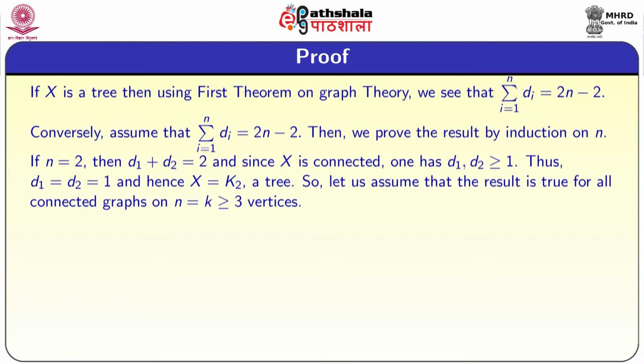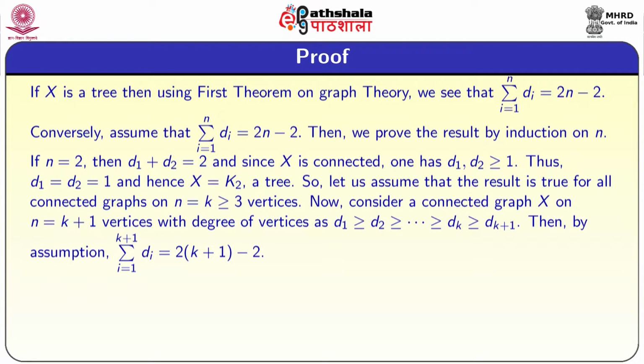So, let us assume the result is true for all connected graphs on n equal to k greater than or equal to 3 vertices. Now, consider the connected graph X on n equal to k plus 1 vertices with degrees of the vertices d1 greater than or equal to d2 greater than or equal to ... greater than or equal to dk greater than or equal to dk plus 1. Then by assumption, the summation of di for i equal to 1 to k plus 1 is equal to 2 times (k plus 1) minus 2, that is 2n minus 2, where n is equal to k plus 1. So, we have 2(k plus 1) minus 2.